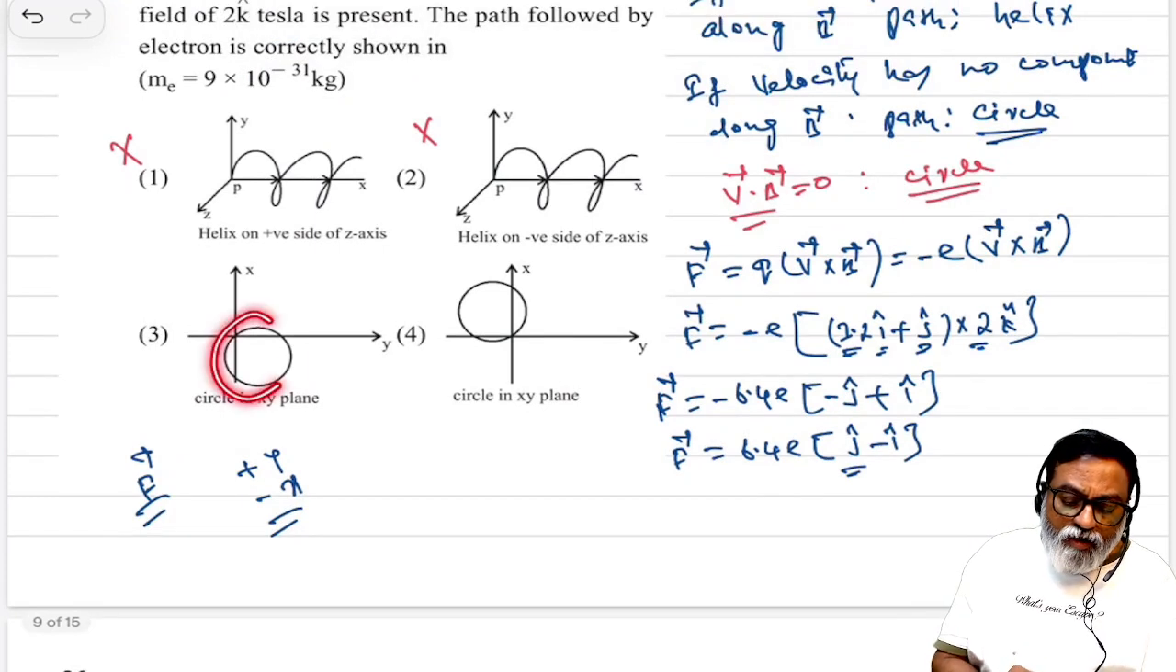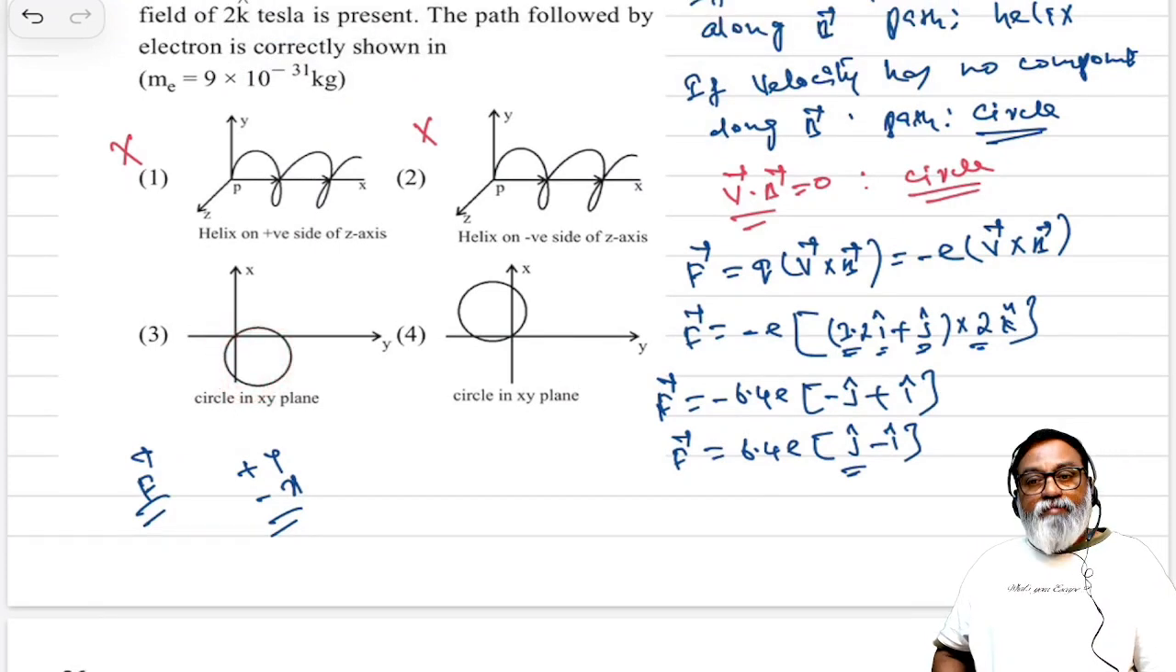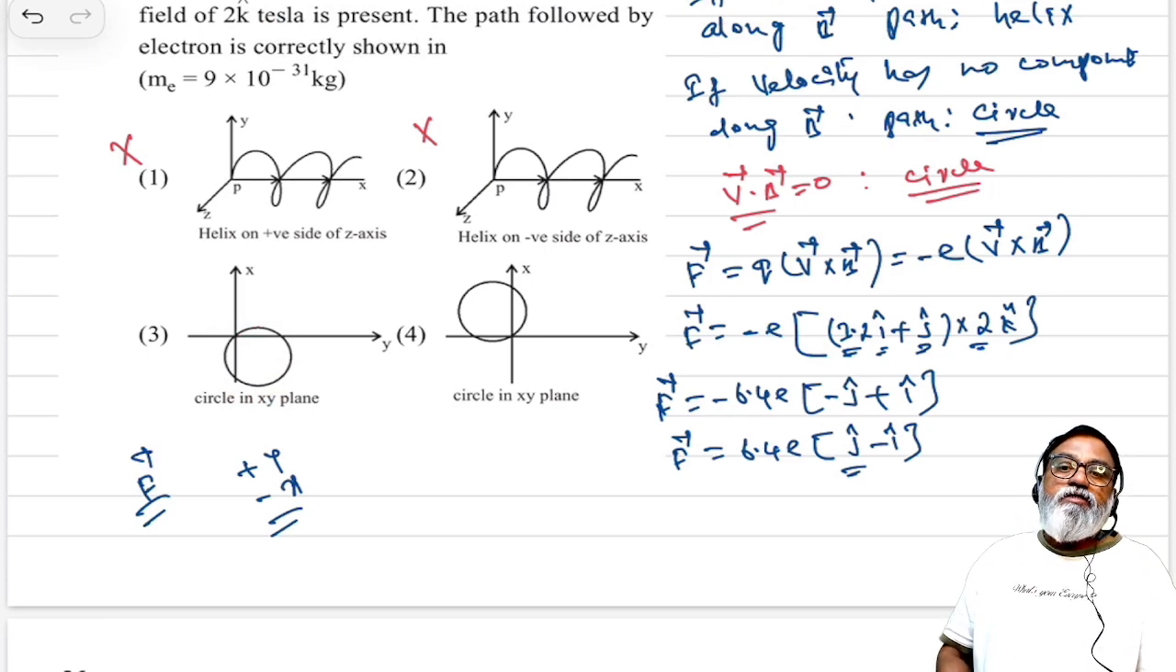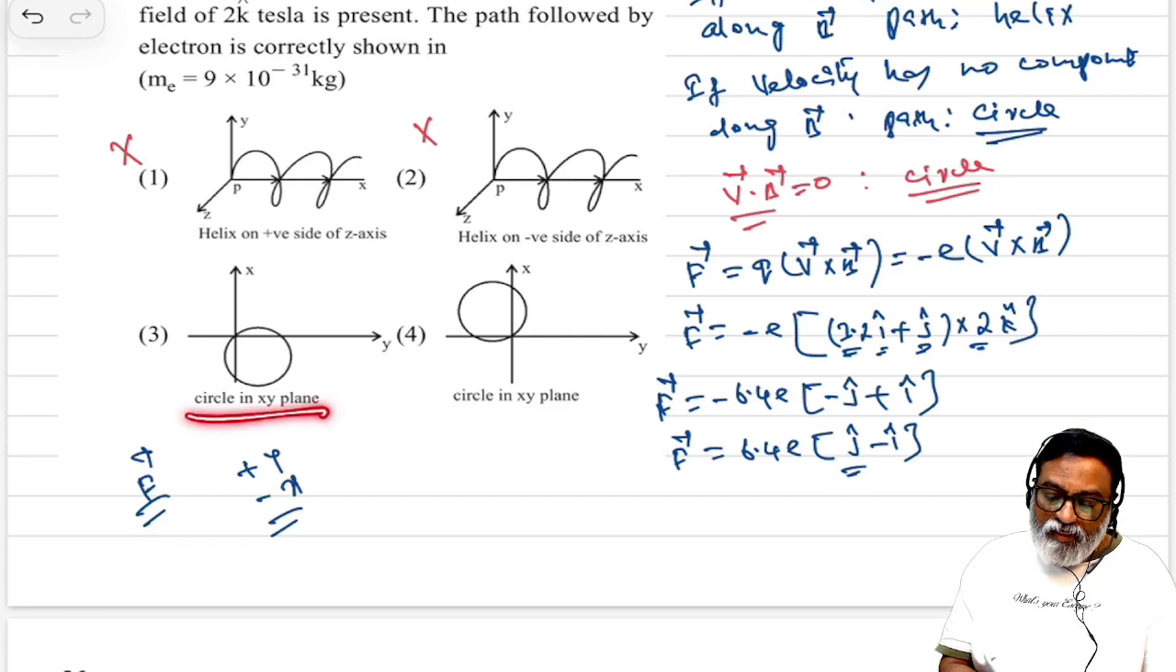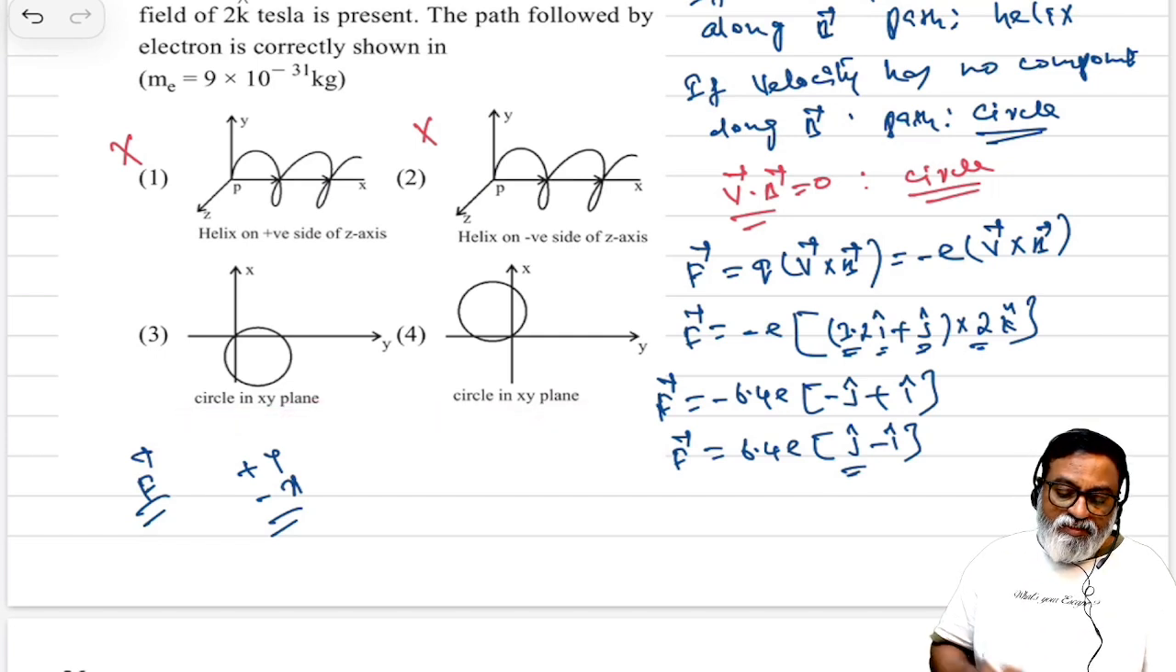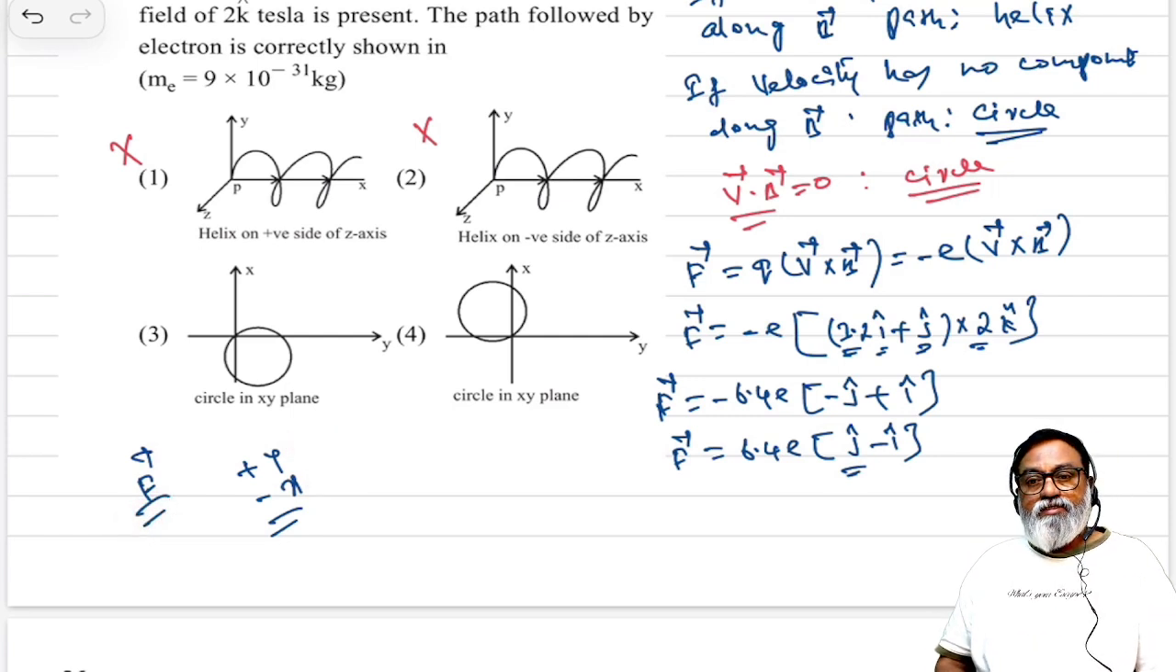Here the circular path is in the xy plane. Why? Because here the magnetic field is along the z direction. Therefore the path of that charge is in the plane perpendicular to b bar, that is the xy plane. Therefore both options are in the xy plane. But which one is correct? Here the force vector components are plus y and minus x.